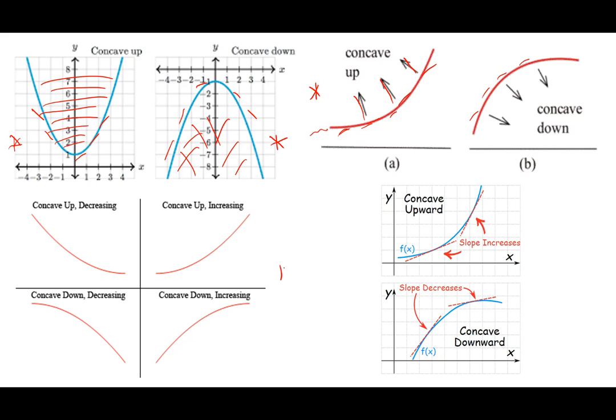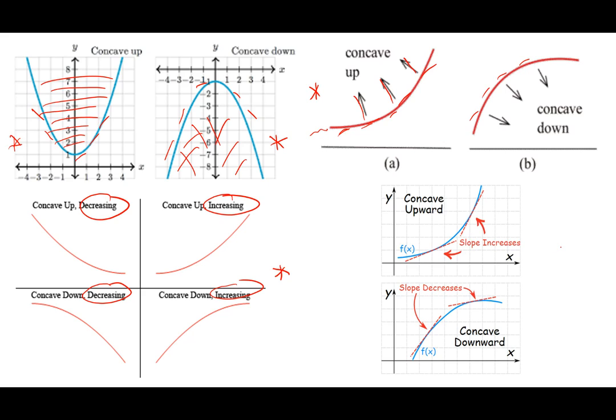Then here in the bottom left, I want to show you that you can be concave up and decreasing. That's what's happening in the top left. Or you can be concave up and increasing. Same thing for concave down. You can be concave down and decreasing, or you can be concave down and increasing. So don't think that decreasing has to go with one or the other. They can have all the possible combinations.